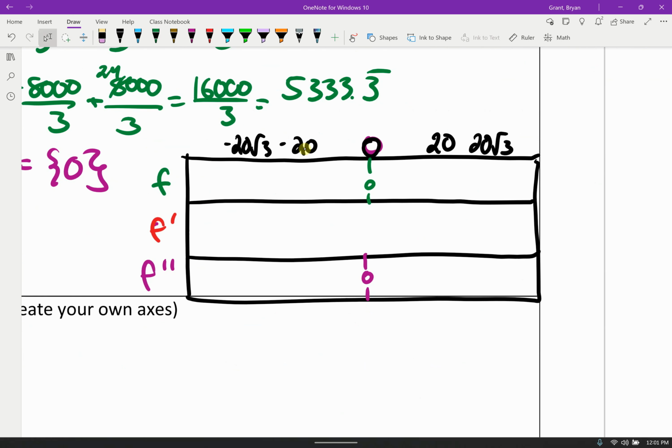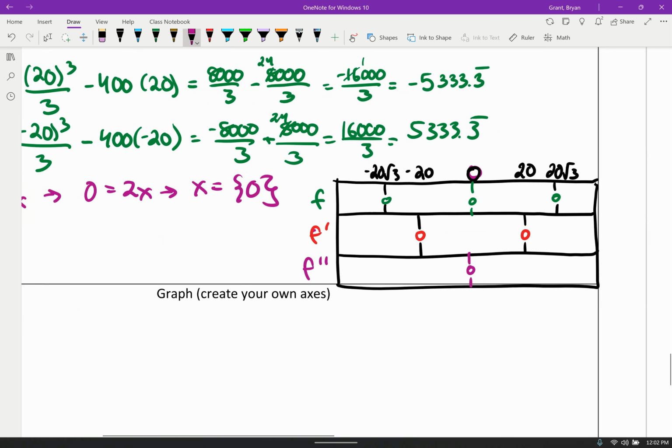Okay, so we found that the 20s were where f prime became 0. That one was much easier to work with. And then we found that the 20 root 3s are where f also became 0. All right. Well, we know that our graph is going to, well, I guess we don't know anything yet. Let's work with f double prime first and see what happens.